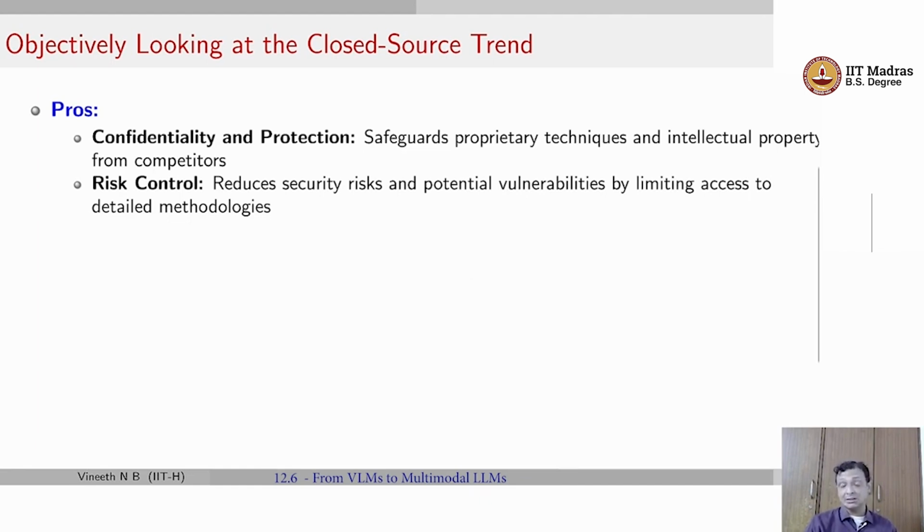This closed source trend has its own pros and cons. The pros are it allows confidentiality and protection for the companies developing these models. So if there are proprietary techniques and intellectual property, it protects them from competitors. It also allows them to mitigate risk. The lesser the model's architecture is known, the lesser there are potential vulnerabilities or hacking of the models and related security risks that could come out of hacking these models.